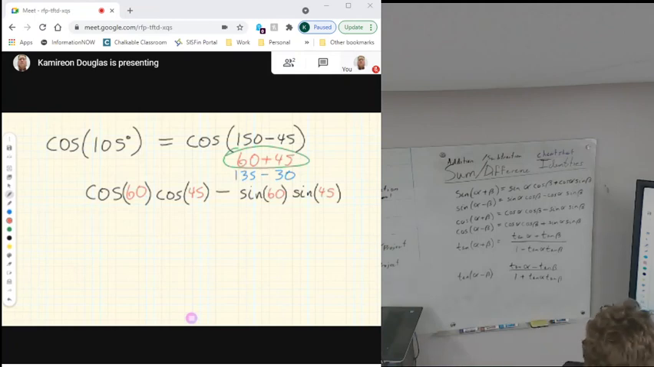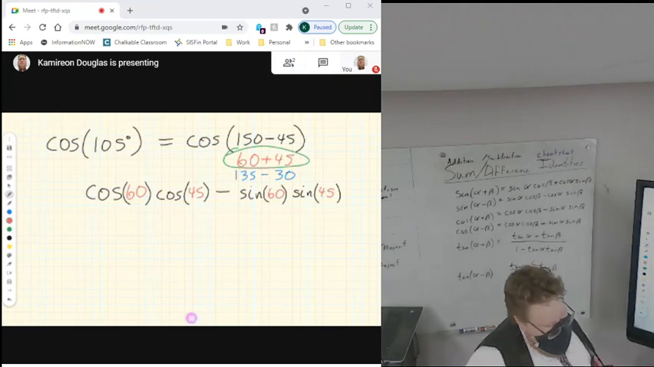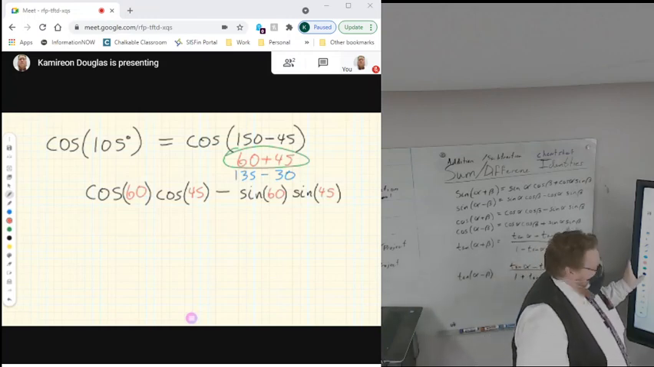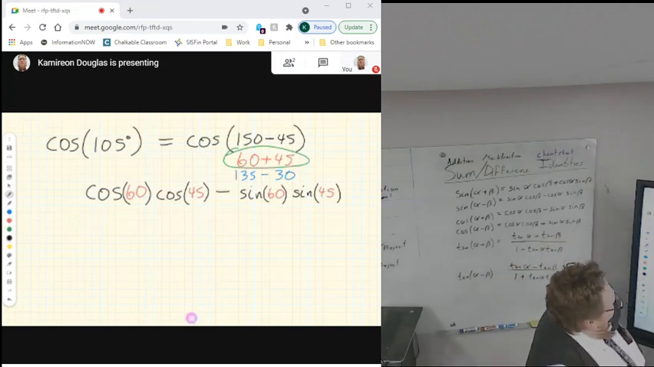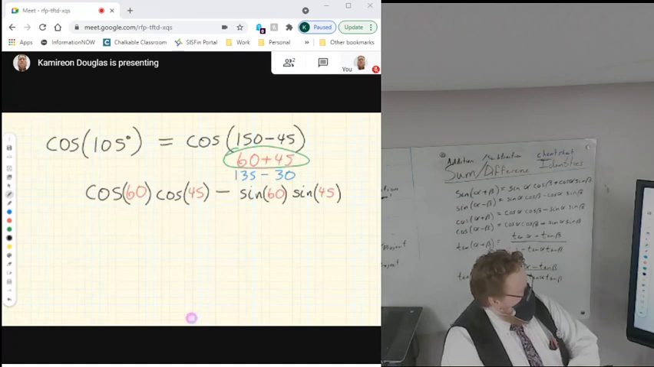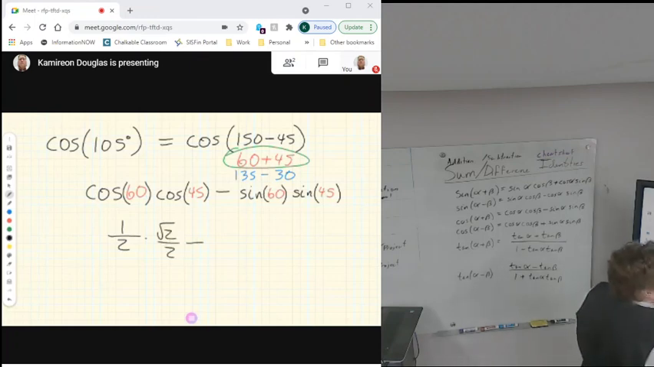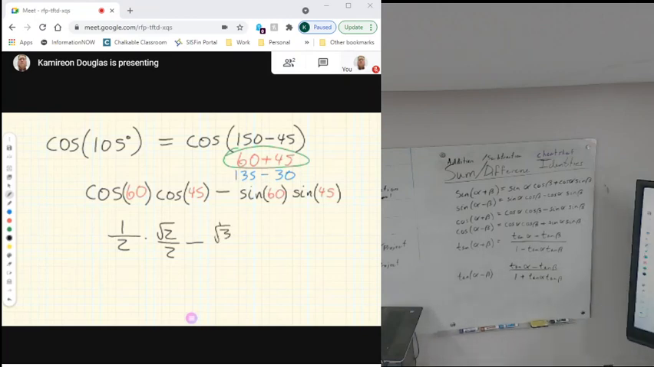Levi, you got those numbers in front of you, right? Square root of 2 minus square root of 6 over 4. Let's find the answer. Cosine of 60 is 1/2, times cosine of 45, square root of 2 over 2, minus sine of 60, square root of 3 over 2, times square root of 2 over 2. Okay, looks good so far.